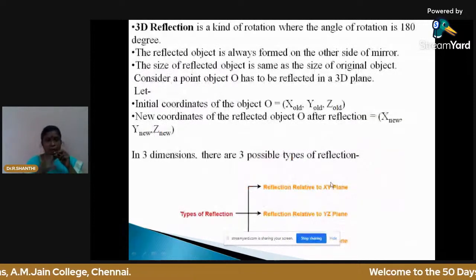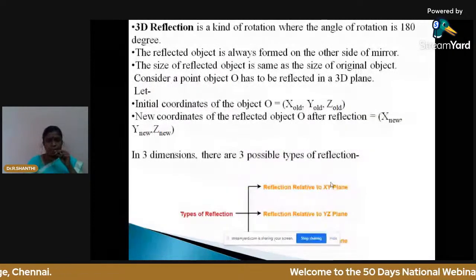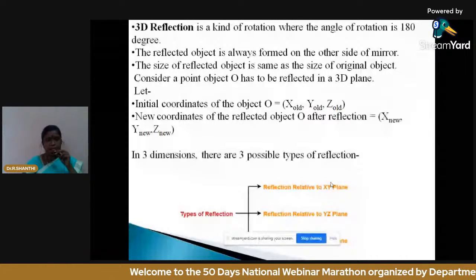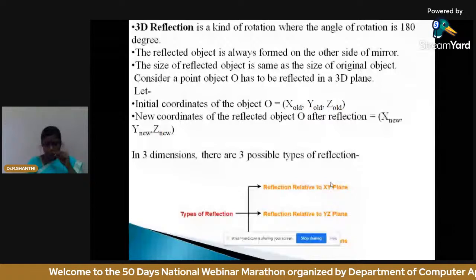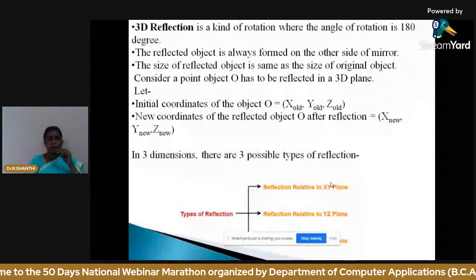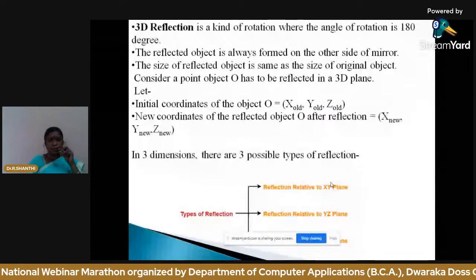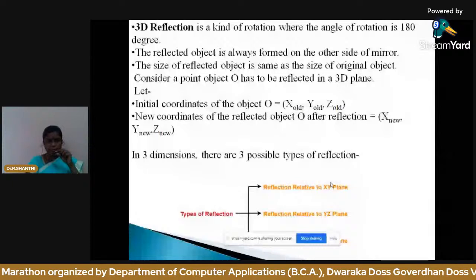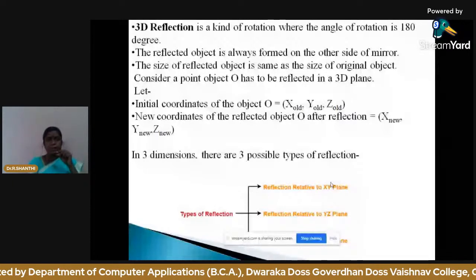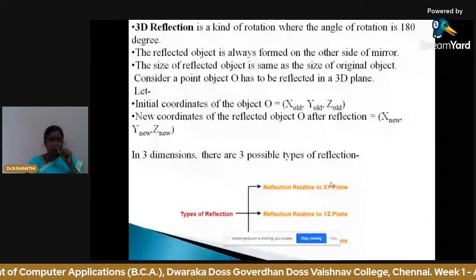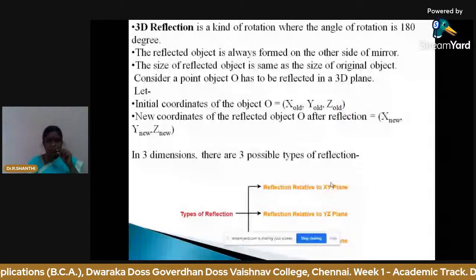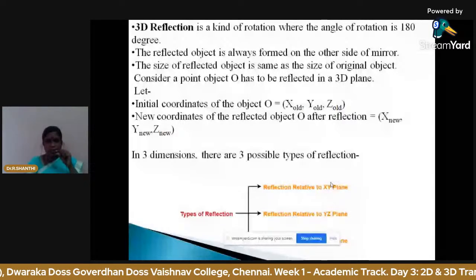Then we go for reflection. What do you mean by reflection? In 3D reflection, what we do is, reflection happens only by rotation, but the degree is fixed. It must be 180 degrees. That's it. The reflected object is always formed on the other side of the mirror.